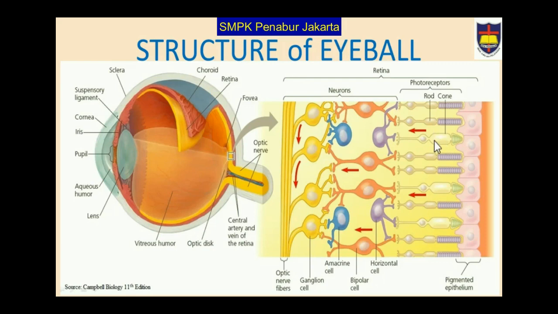Cones provide color vision, but being less sensitive, contribute very little to night vision. There are 3 types of cones. Each has a different sensitivity across the visible spectrum: red, green, or blue. Human retina consists of 125 million rods and 6 million cones. Photoreceptors change the light into impulses. The red arrows show the flow of impulse from the photoreceptors to the optic nerve.